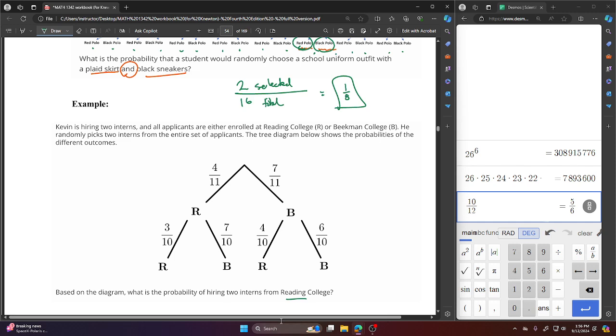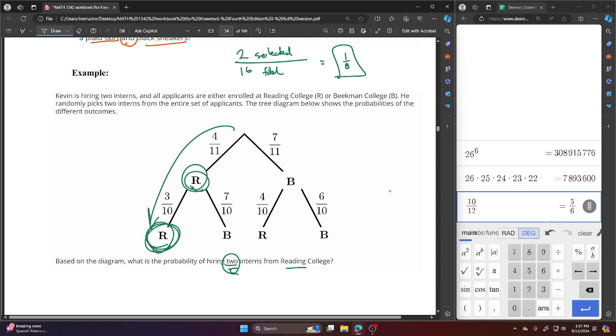So based on this tree, hiring 2 interns from reading. So I guess reading is just R. 2 interns, as in both. So you can see that we got, what is the other one? Beekman. So Beekman, Reed, Beekman, Reed, Beekman. Isn't it this one? This branch basically, because it was Reed to get there. Isn't it reading? 2 interns from reading, right? So I had the first one reading, and then the second one reading. R means reading. B means Beekman, I guess. So RR, reading, reading.